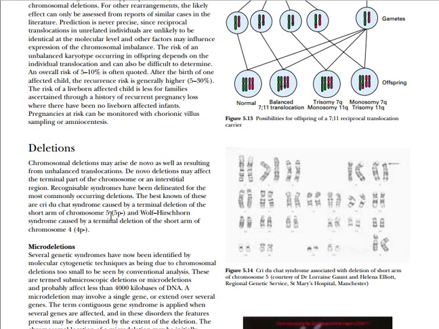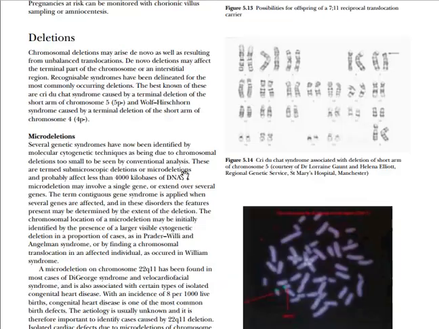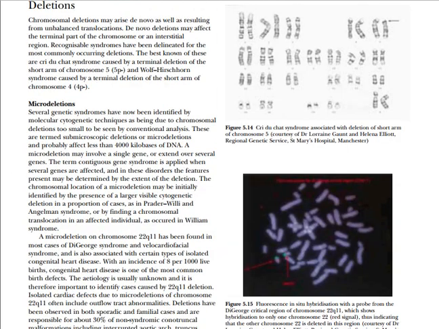If you have a terminal deletion of the long arm of chromosome 5, you're going to produce a myelodysplastic syndrome. Now, Wolf-Hirschhorn syndrome is caused by the terminal deletion of the short arm of chromosome 4. When you have a terminal deletion of the short arm of chromosome 4, you're going to produce Wolf-Hirschhorn syndrome. Now we also have microdeletion.